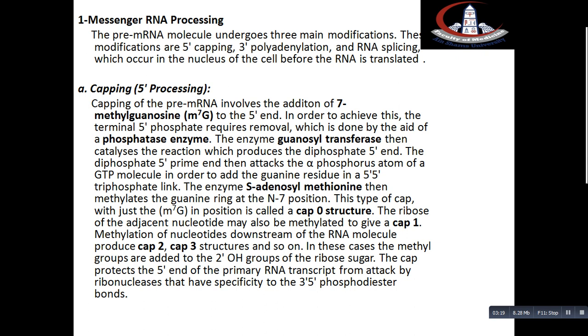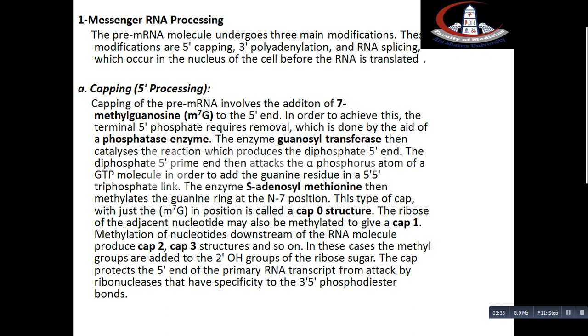Now we come to the second post-transcriptional modification, which is the cleavage and polyadenylation. The pre-messenger RNA processing at the 3' end of the RNA molecule involves cleavage of its 3' end and then the addition of about 200 adenine residues to form a poly-A tail.